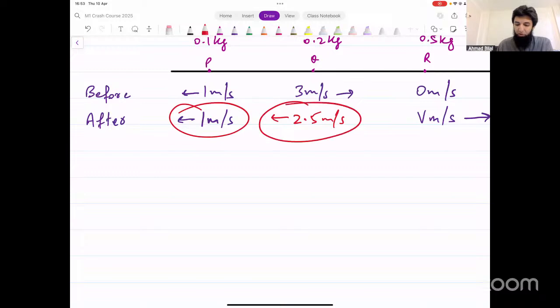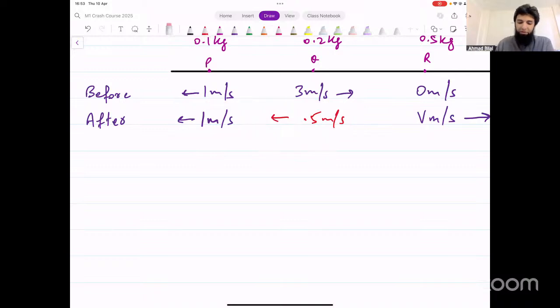If Q is moving at 2.5 meters per second, at some point Q is going to catch up with P and there will be a collision. If it was, let's say, 0.5, in that case it's not going to catch up, right? Because P will be moving faster, Q will be moving slower. What is that cutoff point? What is that critical point at which, if the velocity of Q was to even slightly increase, there will be a collision?